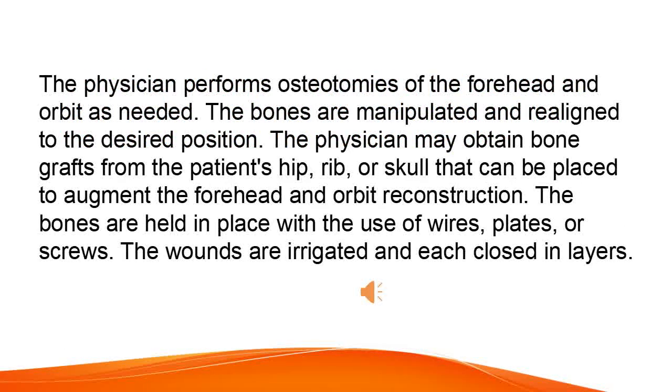The physician performs osteotomies of the forehead and orbit as needed. The bones are manipulated and realigned to the desired position. The physician may obtain bone grafts from the patient's hip, rib, or skull that can be placed to augment the forehead and orbit reconstruction. The bones are held in place with the use of wires, plates, or screws. The wounds are irrigated and each closed in layers.